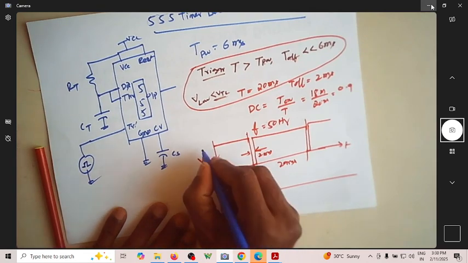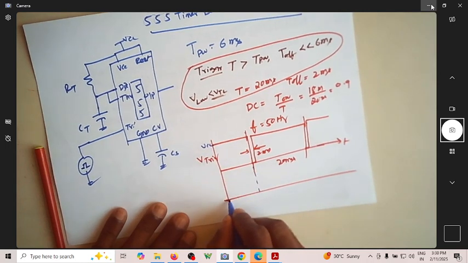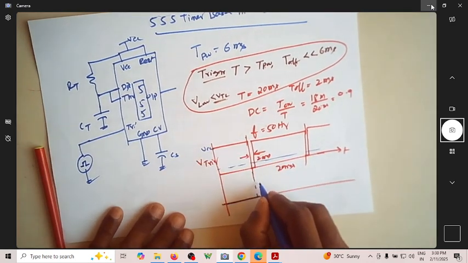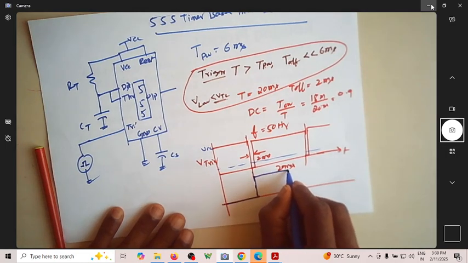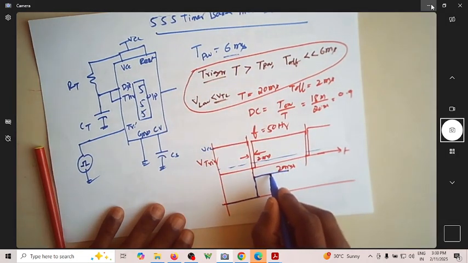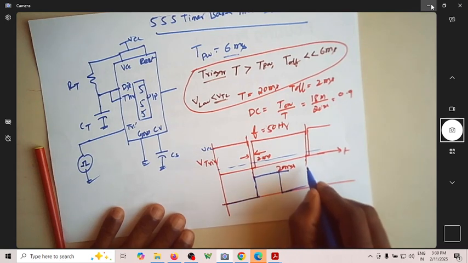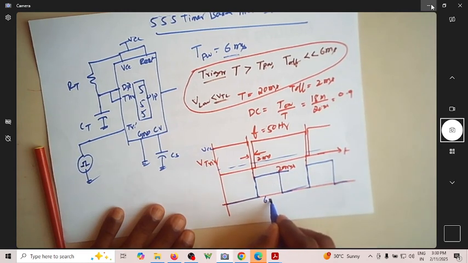So as long as this is high, the output voltage will be low. Whenever the input trigger signal goes less than VTL, the output goes to the high state. It remains in the high state for a period of, in this case, 6 millisecond. It will come down here and then go up again whenever your trigger signal goes less than VTL. So this is 6 millisecond.